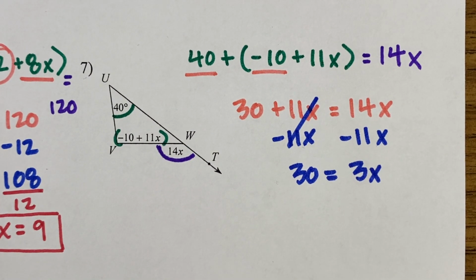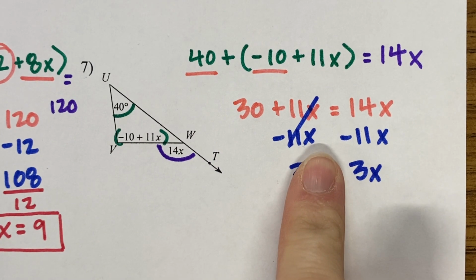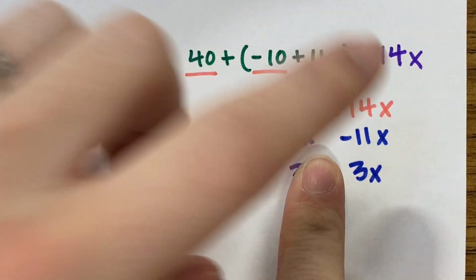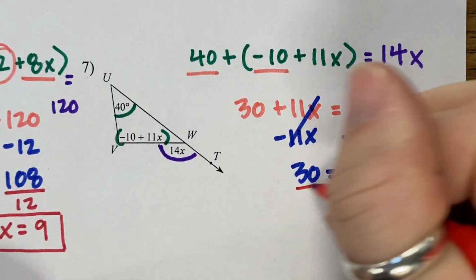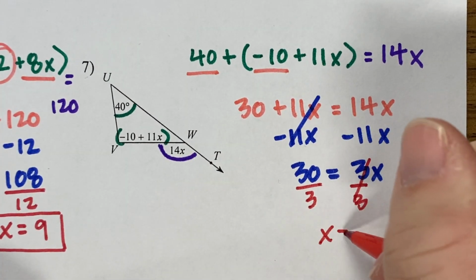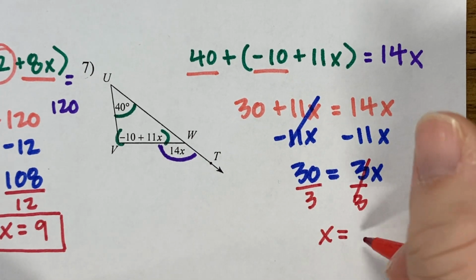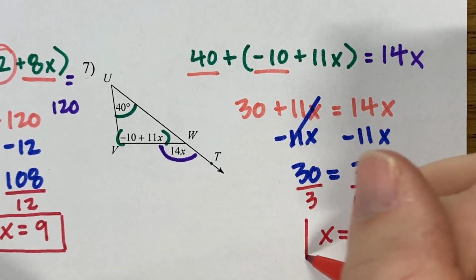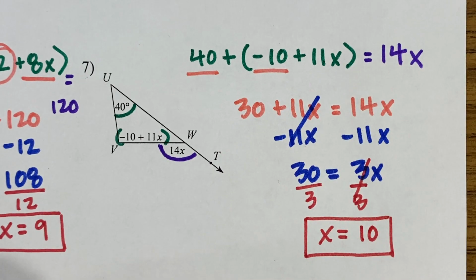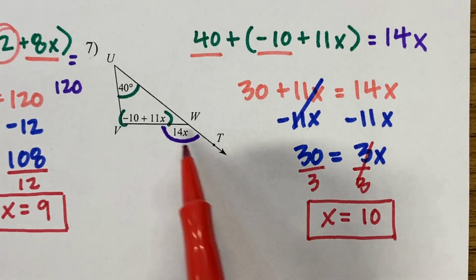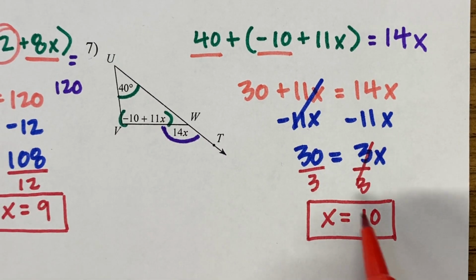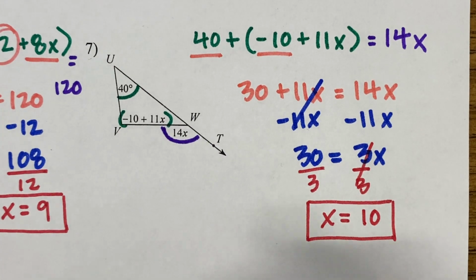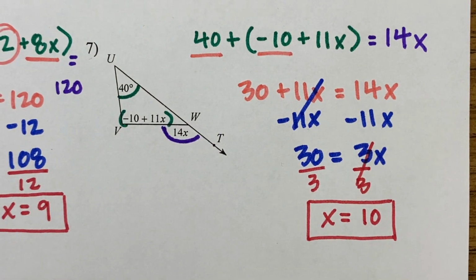Okay, we're almost done. The last thing I need to do to get my x all by itself is divide by that 3, because the opposite of times by 3 is divide by 3. So we divide by 3, that gets rid of it. So we have x is equal to 30 divided by 3 is 10. And there we go. If we wanted to figure out what the degree actually is for our exterior angle and this guy with our x, we could take 10, plug it in, and solve, but it's just asking us to find x. So we're done.